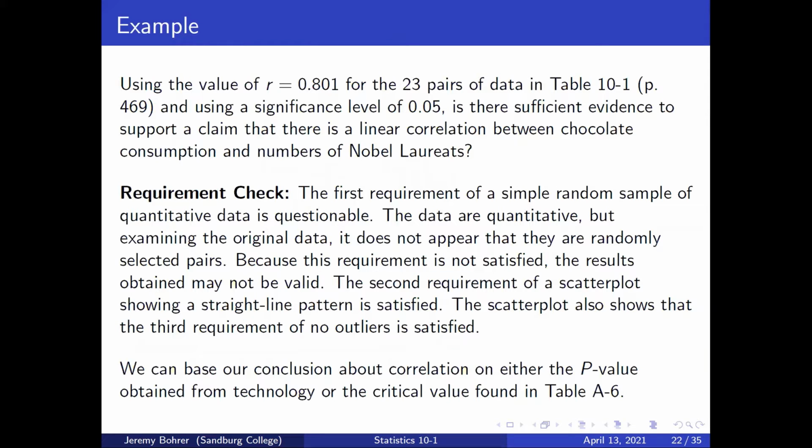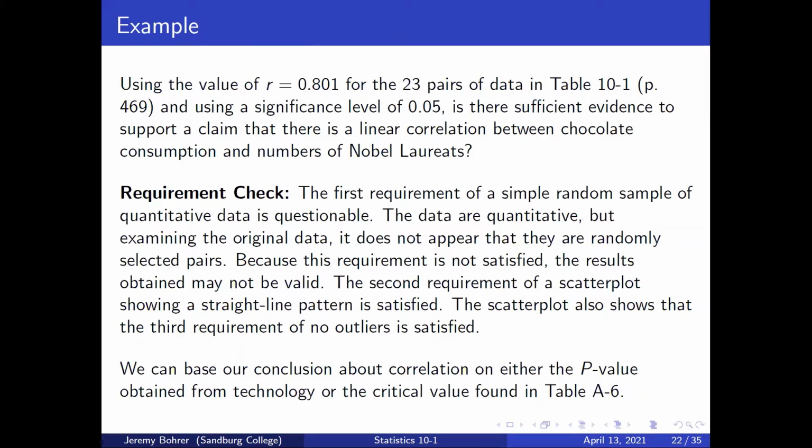Using the value of R equals 0.801 for the 23 pairs of data in Table 10-1 on page 469, and using a significance level of 0.05, is there sufficient evidence to support a claim that there is a linear correlation between chocolate consumption and numbers of Nobel laureates?